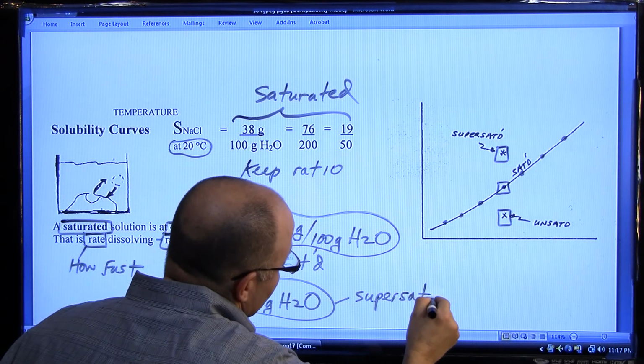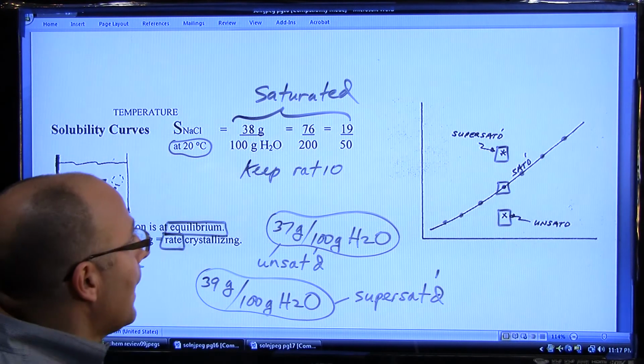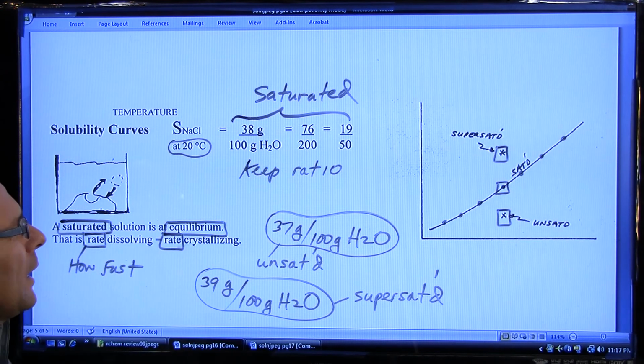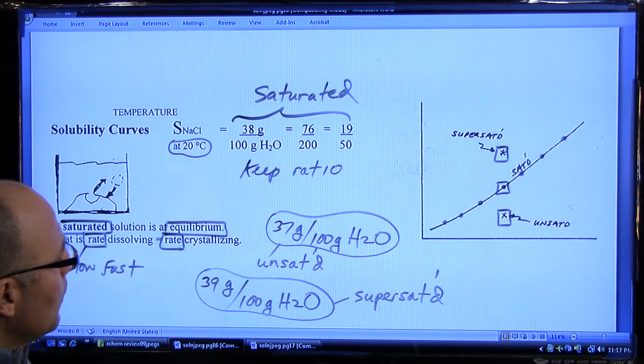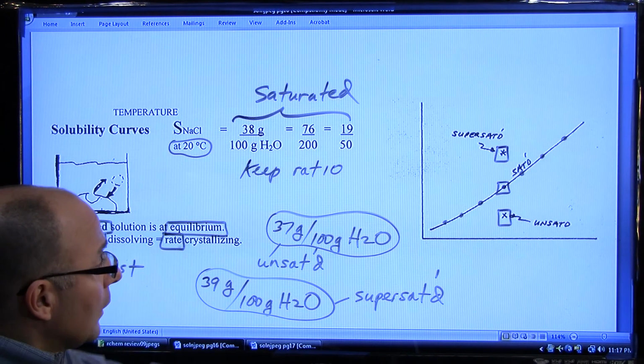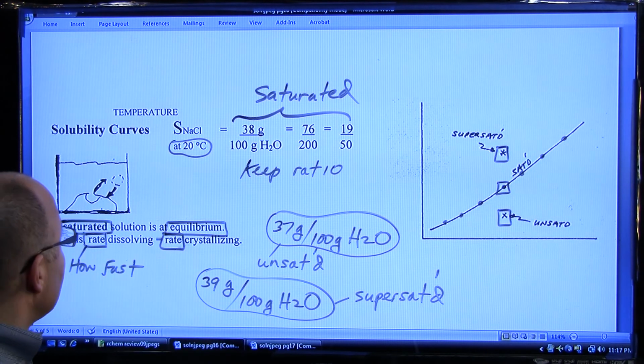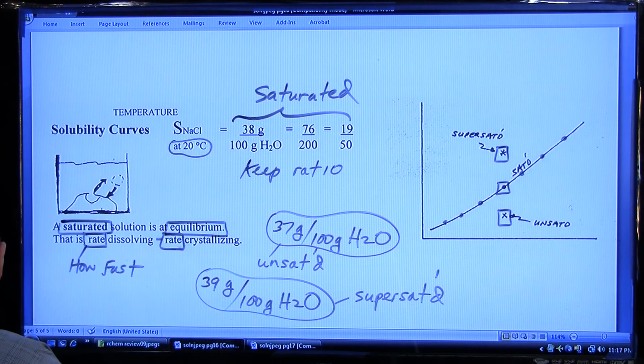Now, why a solution gets supersaturated, that's another matter. But you still would have to be told that, because there's no way of you guessing whether one solute or another will exceed what the curve says is the maximum. So we'll do some problems with solubility curves in a couple of minutes.